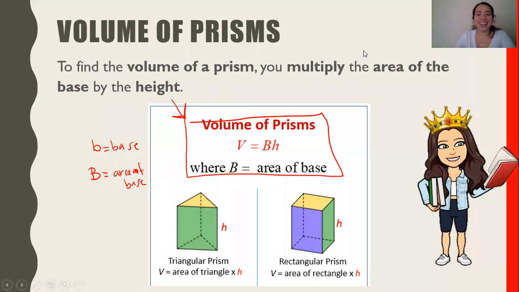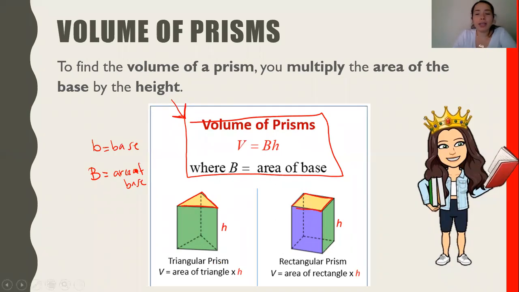So in order to find the volume of a prism, you need to find the area of the base and then multiply that by the height. For example, let's look at this example right here, the triangular prism. You see this shape? Notice this is a triangle. You need to find its area and then you multiply by the height. For the rectangular prism, you find the area of the base and then you multiply it by the height.